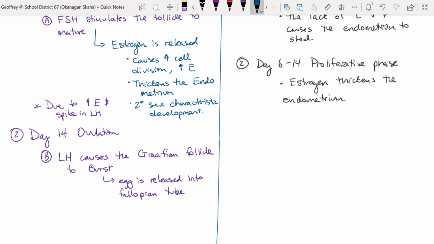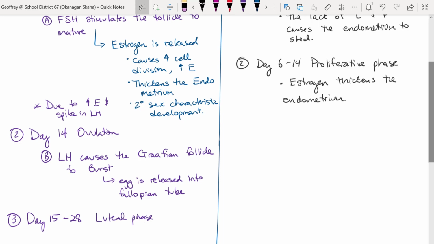So the next part we have is day 15 to 28. Now this could be shorter, it can be longer. That follicular phase up to ovulation is always 14 days no matter what. If a person's cycle is shorter or longer, it all is based on the luteal phase and how much estrogen and progesterone the corpus luteum is producing. So this 15 to 28 day part is the luteal phase.